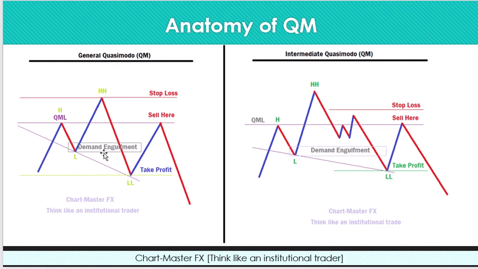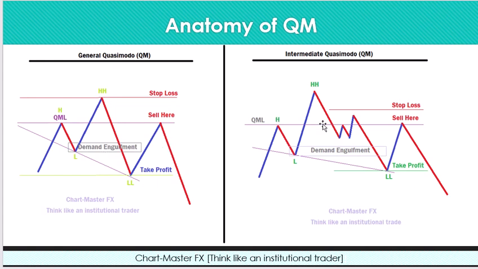When you are trading the general Quasimodo, your stop loss should be above the high. So this is how you can be able to spot it. Once you understand the anatomy, then it becomes easier for you to go in the market and be able to identify such setups.